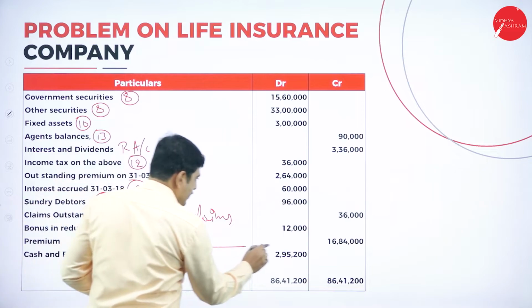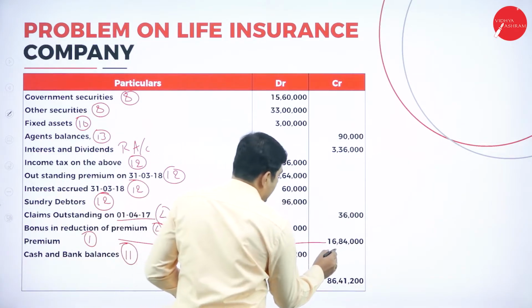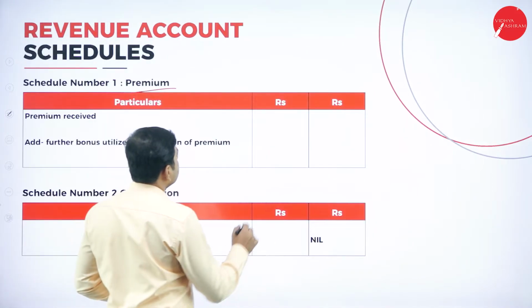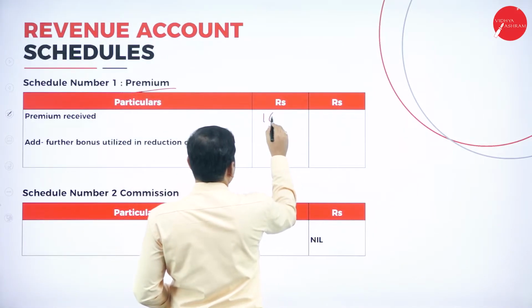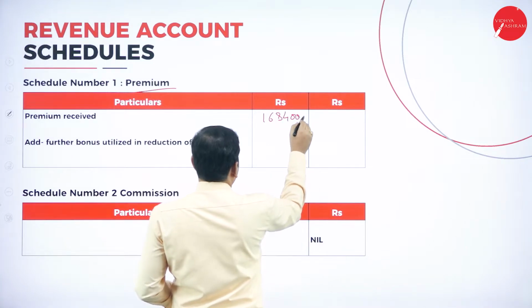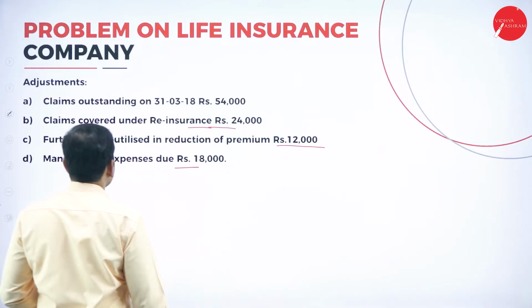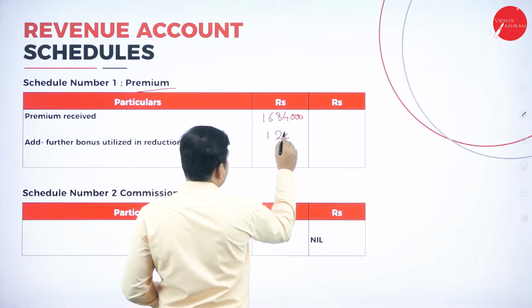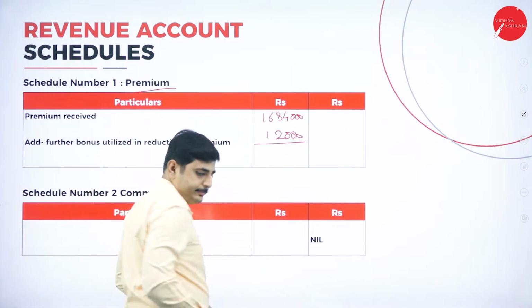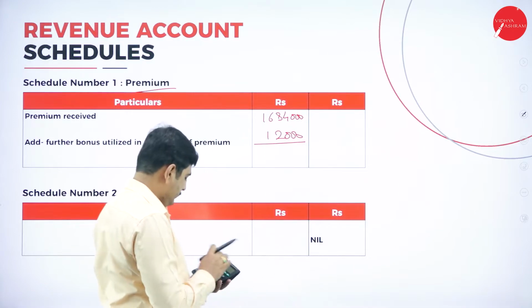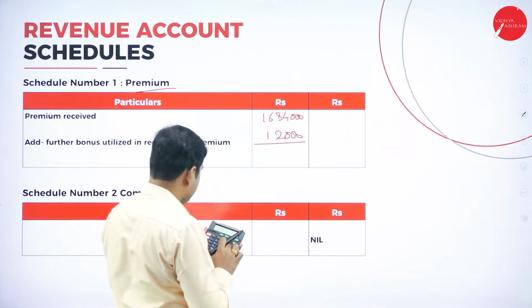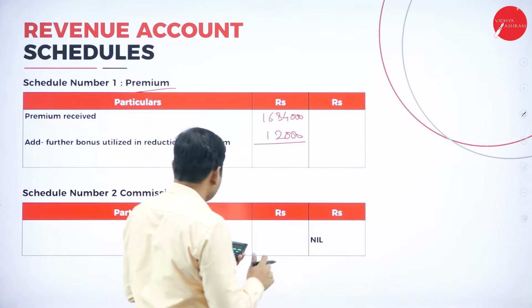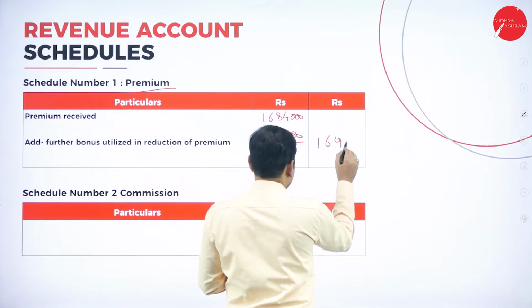The premium is 16,84,000. Add further bonus utilized in reduction of premium is 12,000. Add this 12,000, put into outer column. It is 16,96,000.